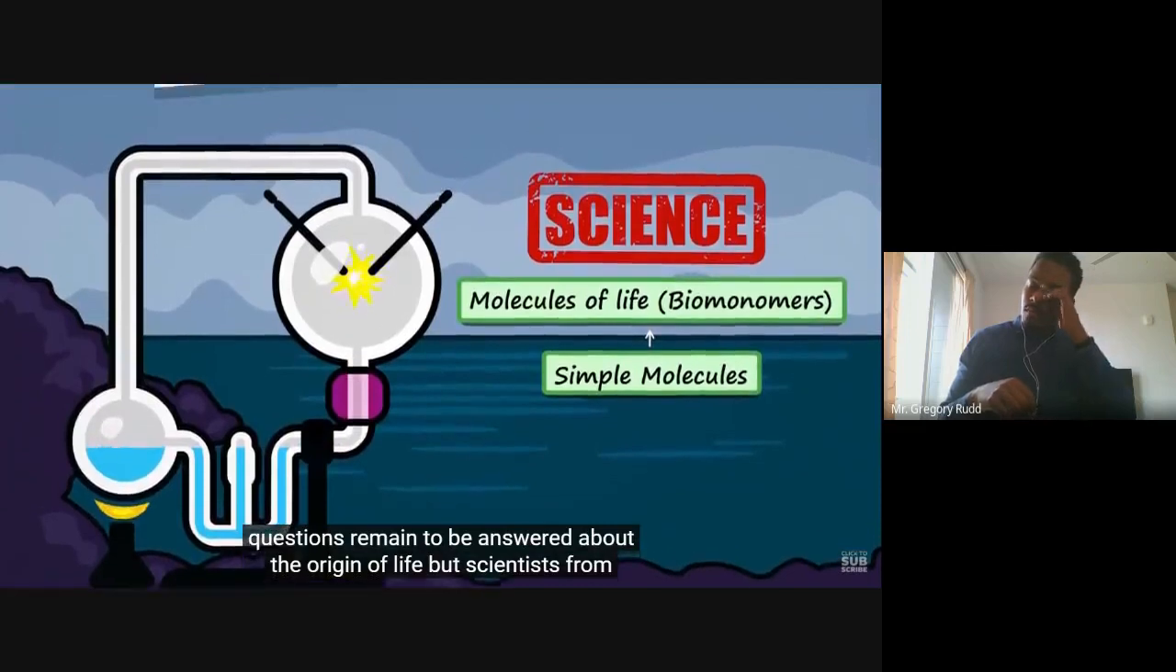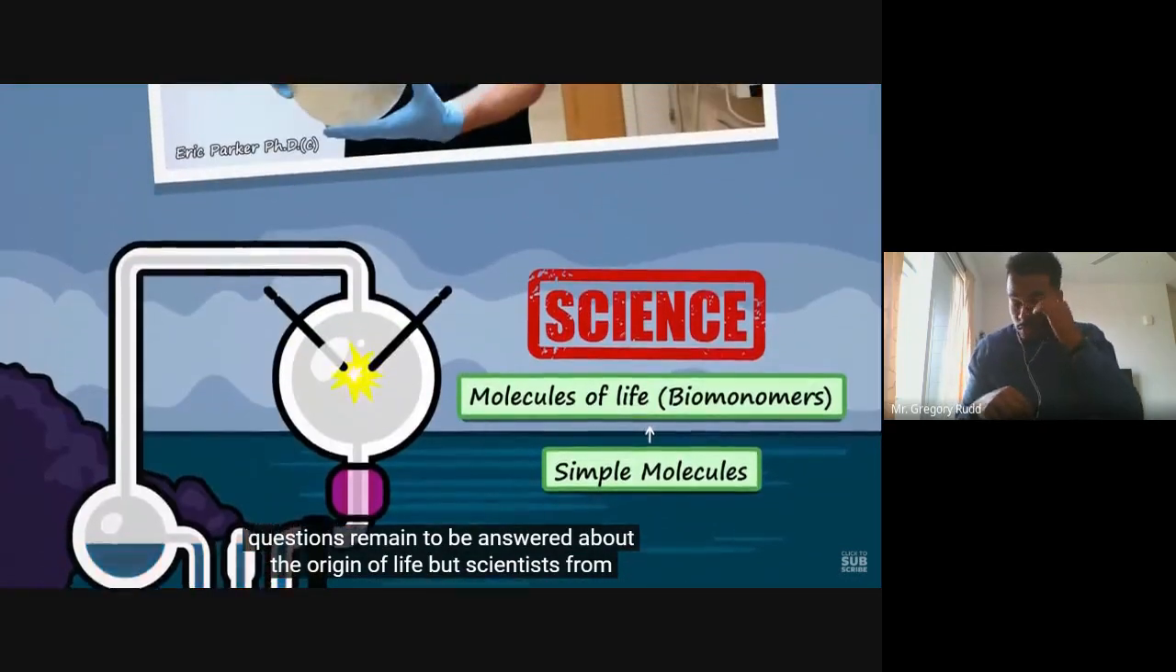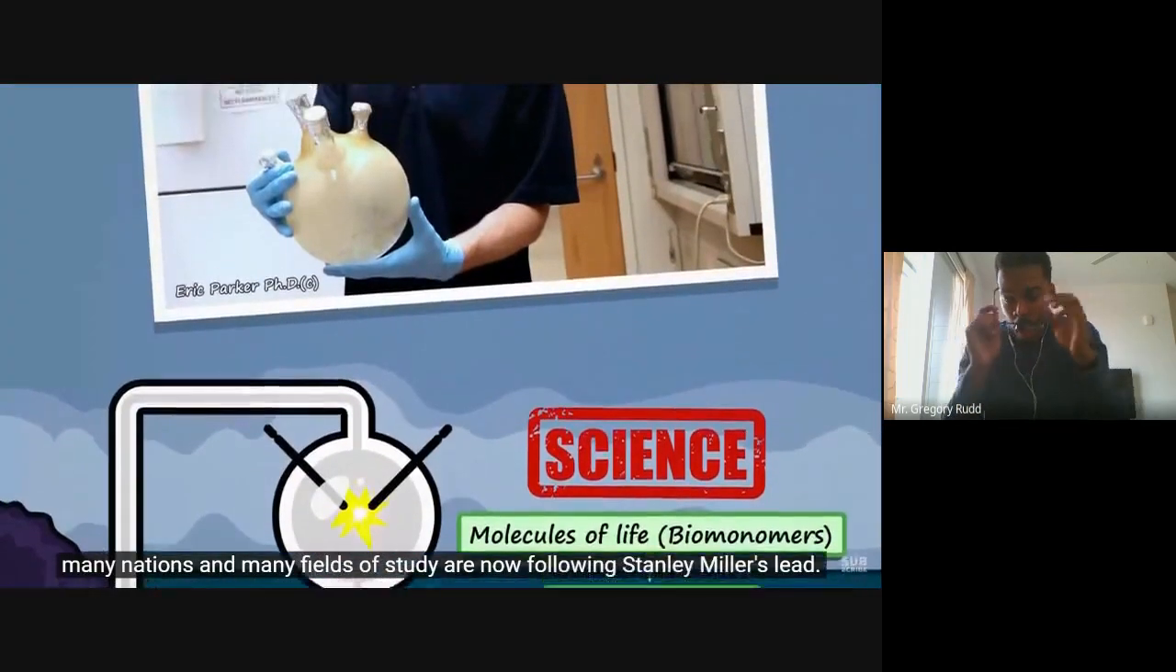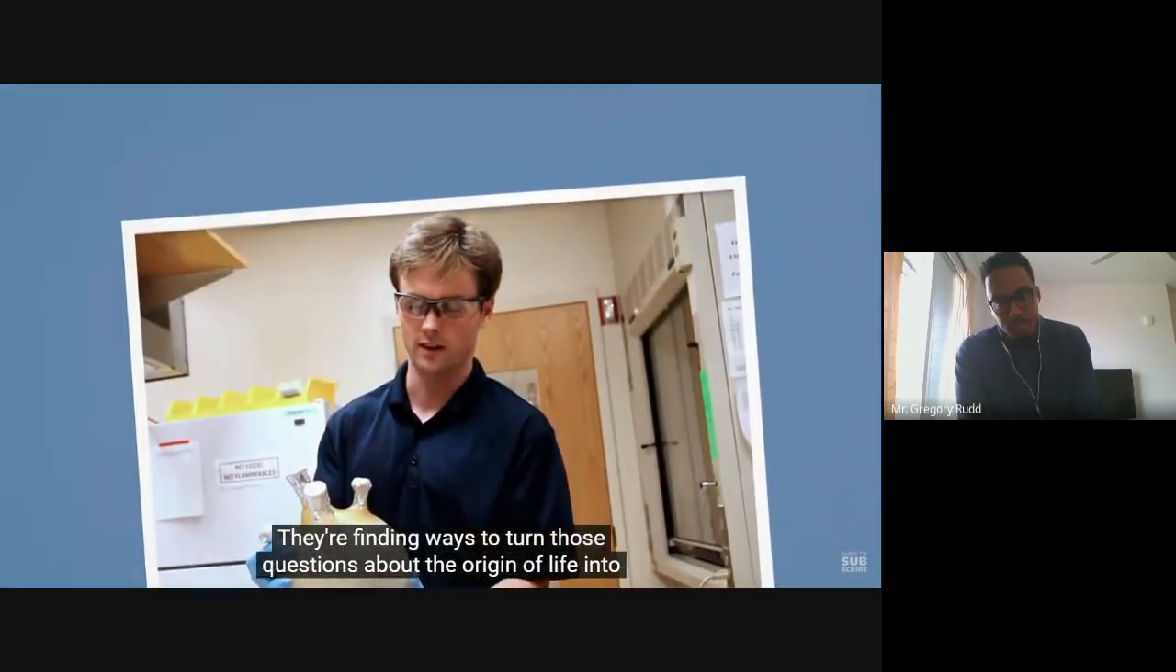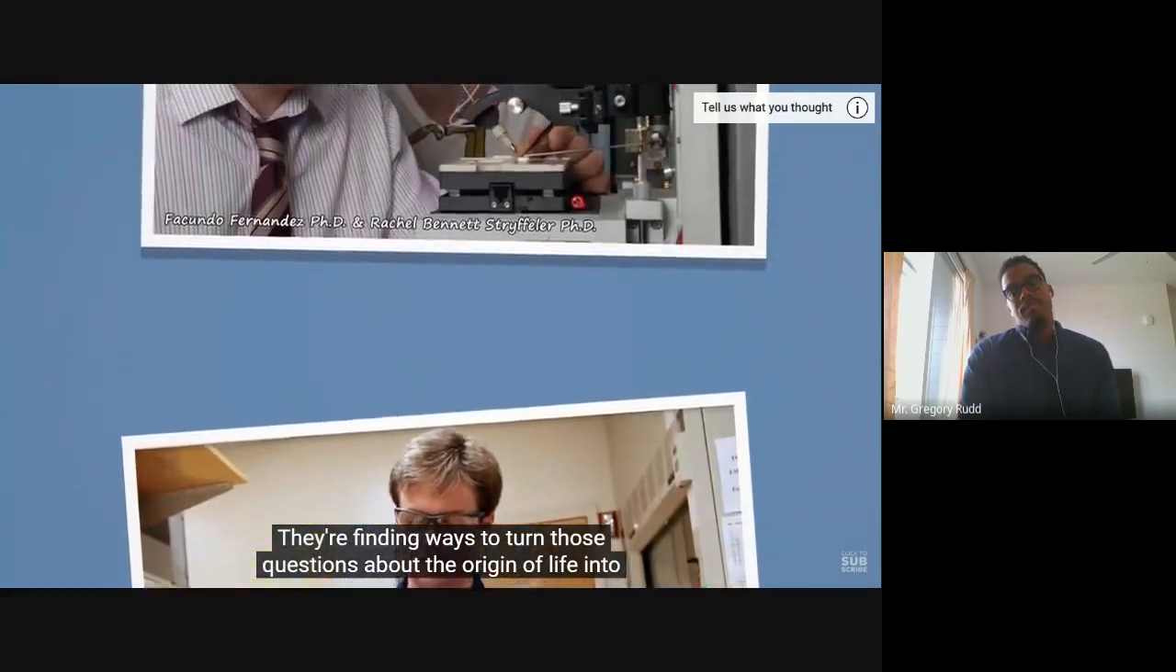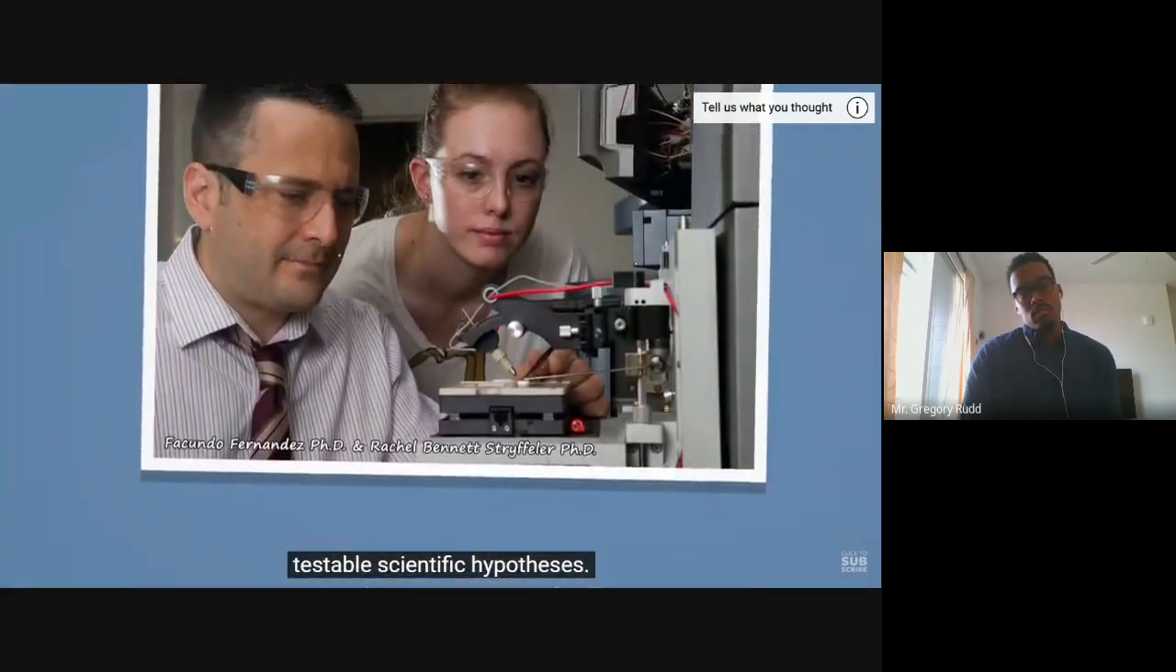Many questions remain to be answered about the origin of life, but scientists from many nations and many fields of study are now following Stanley Miller's lead. They're finding ways to turn those questions about the origin of life into testable scientific hypotheses.